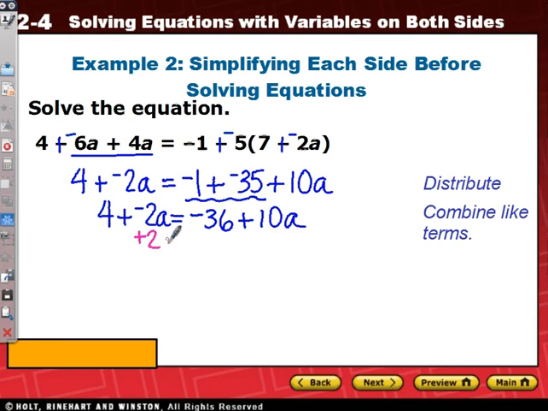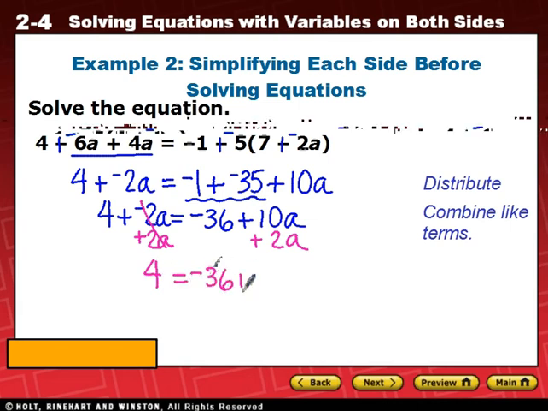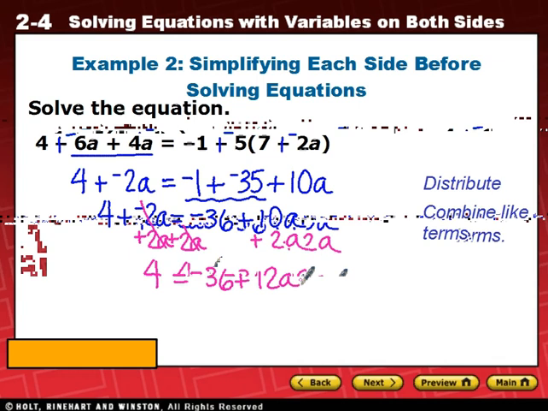I'm going to move them to the right so that they stay positive. So I'm going to add 2a, and I get 4 on the left equals negative 36 plus 12a's. And let's hope I don't run out of space here. I'm going to add 36 to both sides. And I get 40 equals 12a. Is that going to be right? I don't know. We've got the box down there in the corner, so we'll figure it out in a second.